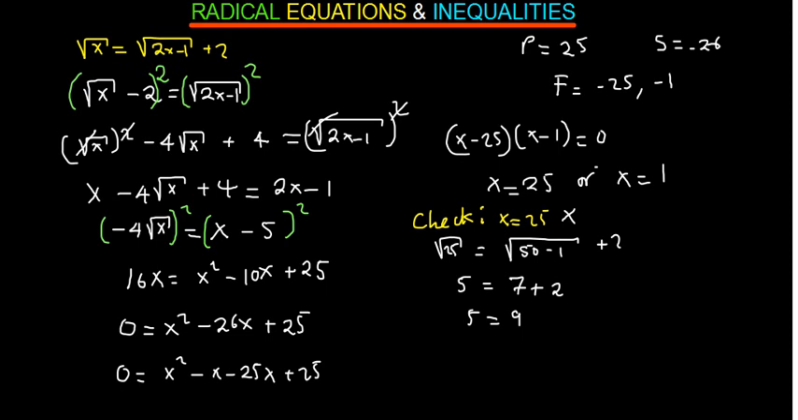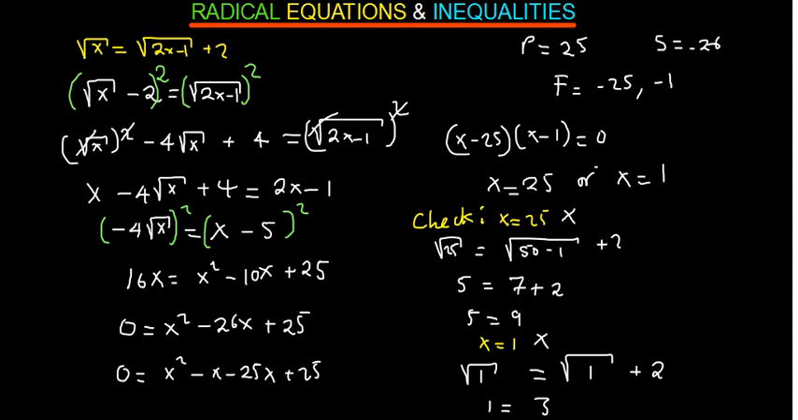Okay? And then you are going to check also x is equal to 1. So go in the function, that is going to be square root of 1 is equal to square root, you put also 1 here. 2 times 1, that will be 2, minus 1, that is going to be 1. And then plus 2. So square root of 1 is a 1. That is going to be equal to square root of 1 is a 1 plus 2. That is going to give you 3. Is this true also? No.